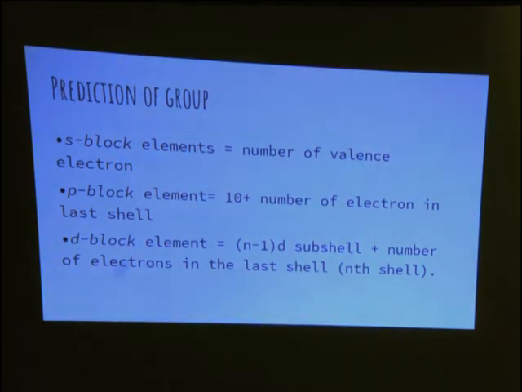So you already know electronic configuration can be used to predict period number and block. With this, you can again use this formula to calculate or predict the group number of s block, p block and d block elements.